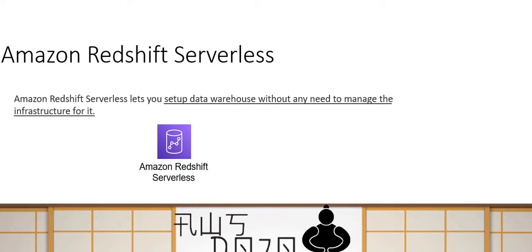So if you talk about Amazon Redshift Serverless, it is the serverless version of Redshift. That means you can create a data warehouse, but you don't need to manage any infrastructure. So you don't need to manage any compute infrastructure or storage infrastructure, but you can run a data warehouse using Amazon Redshift Serverless in AWS. So that's a short introduction about Redshift Serverless.